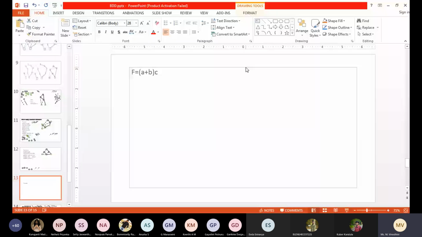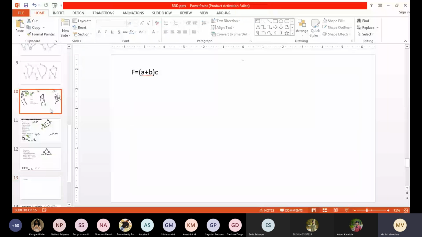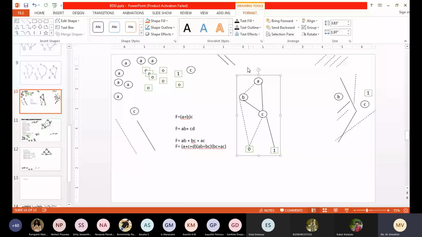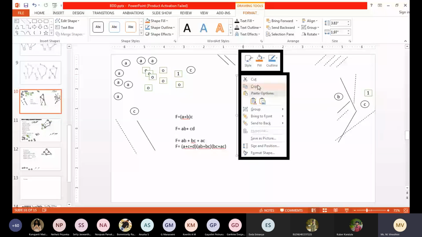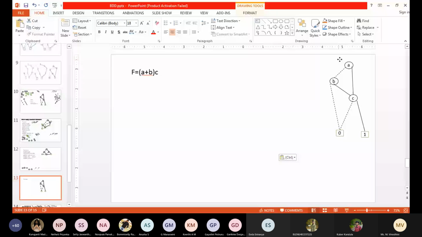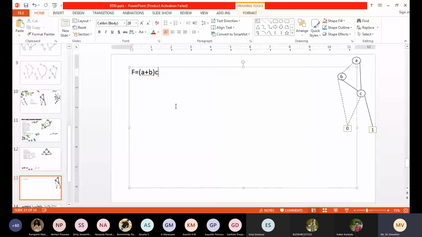All the students, I will wait. Using Shannon's expansion. Last class we solved this. F is equal to A plus B into C using rule R1, R2, R3. We got this. Let us see whether we are getting the same answer. Let me check whether I'm getting the same answer. I'll keep it separately. Solve it. Everyone has to solve now.